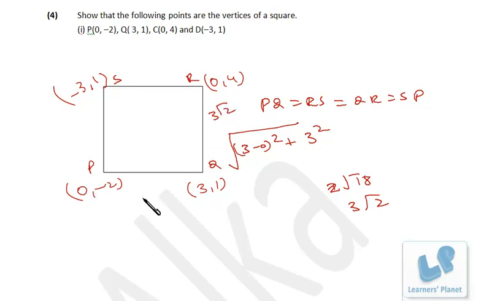Similarly, we calculate this length. So this is 3 minus 0 whole square, so that's 3 square, plus this is 1 plus 2, that's 3 square. So further it is root 18. So this is also the same. Similarly, it is minus 3 square and 1 plus 2 square. So further it is root 18, and this is further root 18. So simply put up the distance formula, calculate the distance of all four sides. If all four sides have the same length, then it is a square.